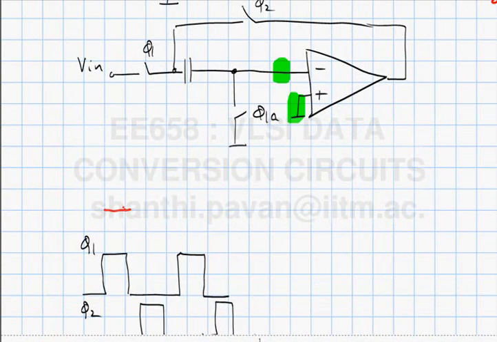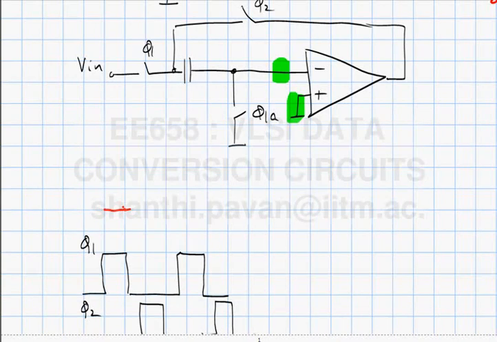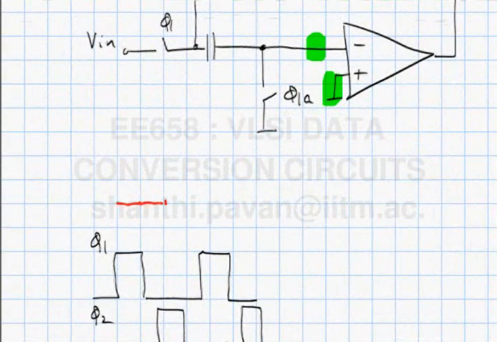When phi 1 is open, what happens? First phi 1 is high, then both the switches are open. Okay, this is the non-overlap period between the two of them. So what do you think will happen to the op amp? The output will, in principle, continue to remain the same. Then phi 2 is turned on, so the op amp will go to Vin. Then what will happen next?